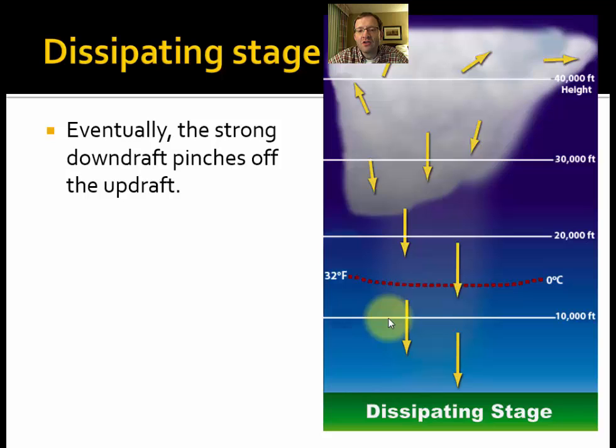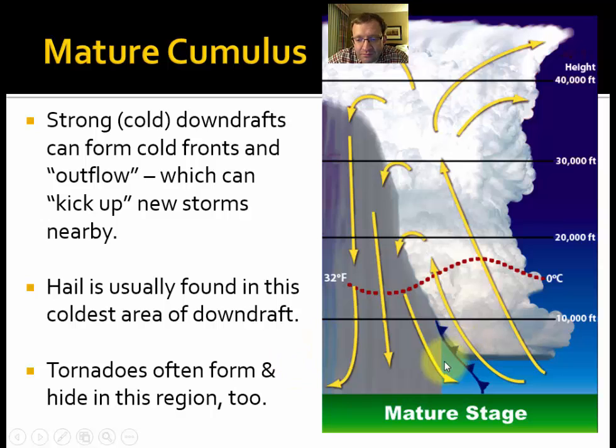What happens is eventually something cuts off the updraft. Maybe we just run out of moisture. Maybe the downdraft is so strong, as it mentions here, that it actually pinches off the updraft. What I mean by that is if you think back to the second stage, this cold air flowing down and out can actually flow so far forward that it sort of pinches off the air flowing in.